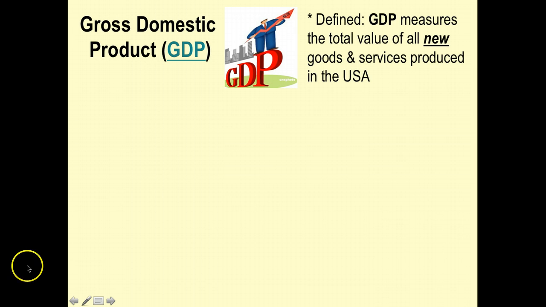First one up, GDP, or gross domestic product. The easiest way to remember what a GDP measures is looking at this word right here. Product, products, stuff, things. GDP measures the total value of all new goods and services produced in the United States.